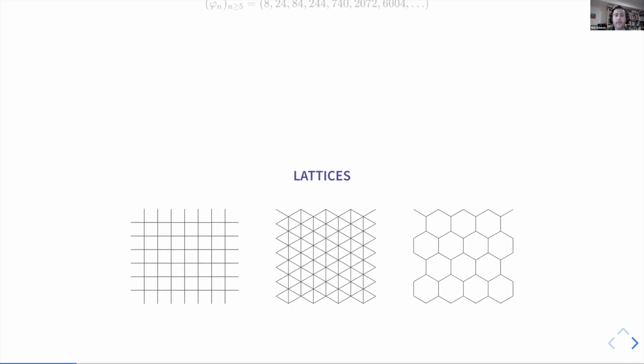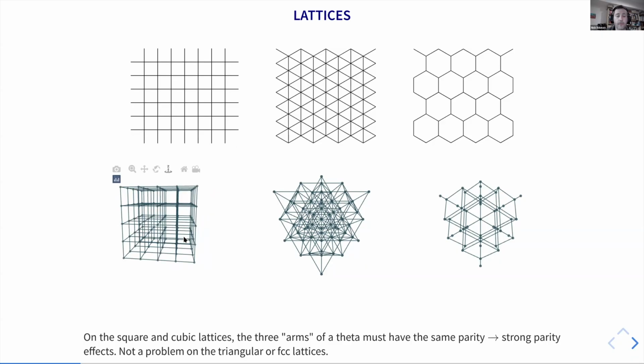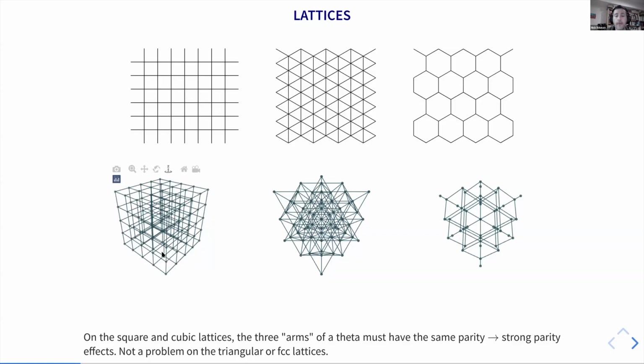Okay. So, right, lattices. The main lattices I'm going to be talking about are just these first 4 here. The 2-dimensional square lattice, the 2-dimensional triangular lattice, and then in 3 dimensions we've got the cubic lattice, which of course looks like that, and then the FCC lattice. FCC stands for face-centered cubic.